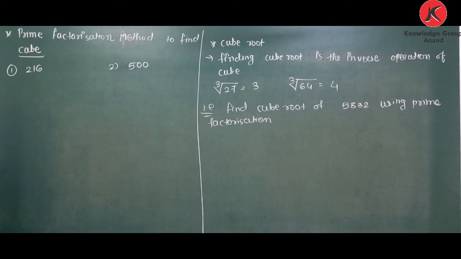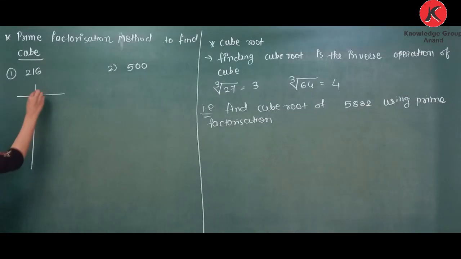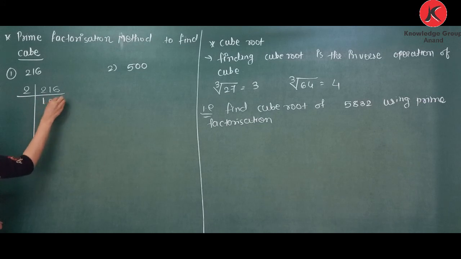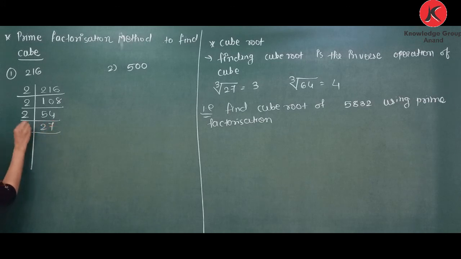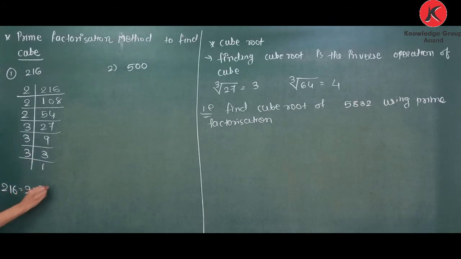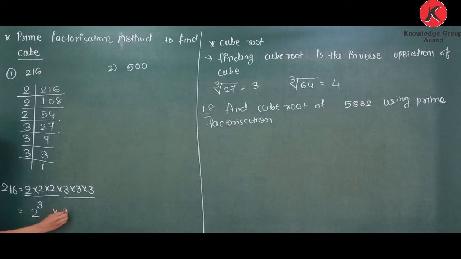First is 216, and we need to find whether it is a perfect cube or not. So let's factorize that. 2 1s are 2, 108. Now 2 54s, 2 27s, 3 9s, 3 3s are 9, 3. Now the factors of 216 are 2 multiply 2 multiply 2 multiply 3 multiply 3 multiply 3. So here you can see 2 is in a group of 3 and 3 is also in a group of 3: 2 raised to 3, 3 raised to 3. So now all factors are in groups of 3.